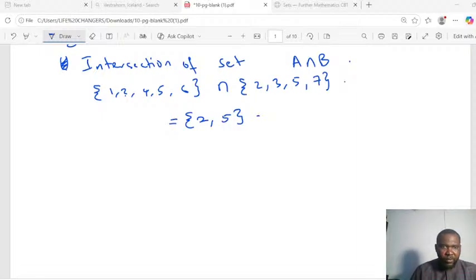Okay, so that is it for union of sets. The next thing I want to talk about is intersection. The next thing is union of sets.